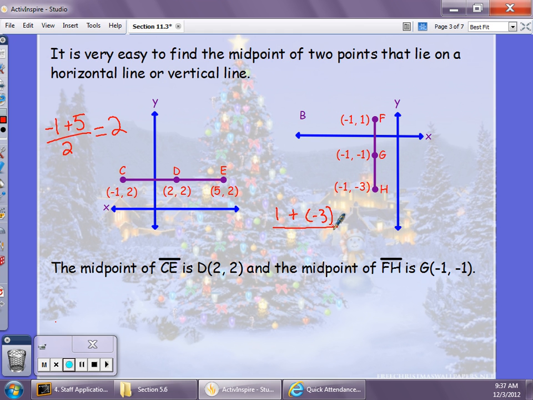So if we take 1 plus -3 and divide that in half, we're going to get -2 divided by 2, or -1. So therefore, we now know that the midpoint of segment FH is at point G, which has an ordered pair of -1, -1.